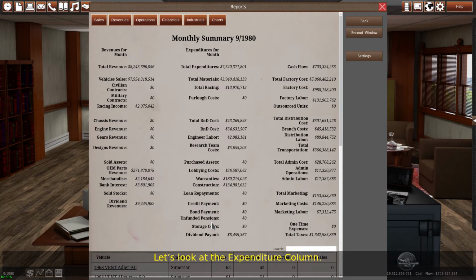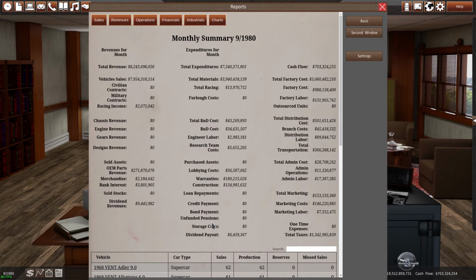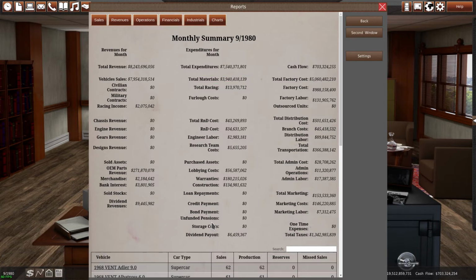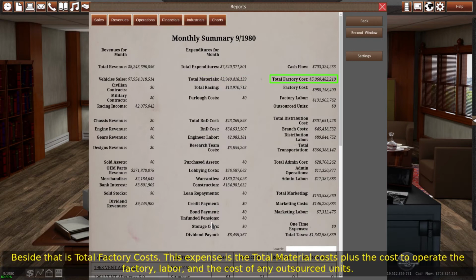Let's look at the expenditure column. This value is the total materials costs. This is the material costs of vehicles and components you produced in your factories. Beside that is total factory costs. This expense is the total material costs plus the cost to operate the factory, labor, and the cost of any outsourced units.